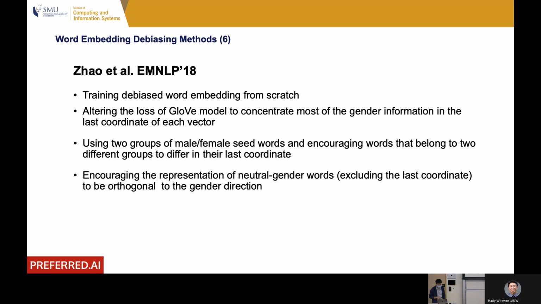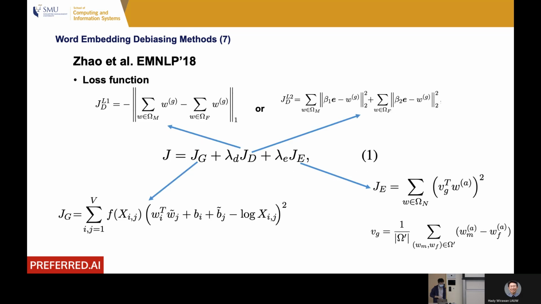Another work on debiasing word embeddings is from EMNLP 2018. The main idea is that they train the GloVe word embeddings with a different loss function. So let's look at this loss function. The loss function here has three components. The first one, LC, is the original GloVe word embedding objective. The second is JD, which can take two forms: L1 and L2.